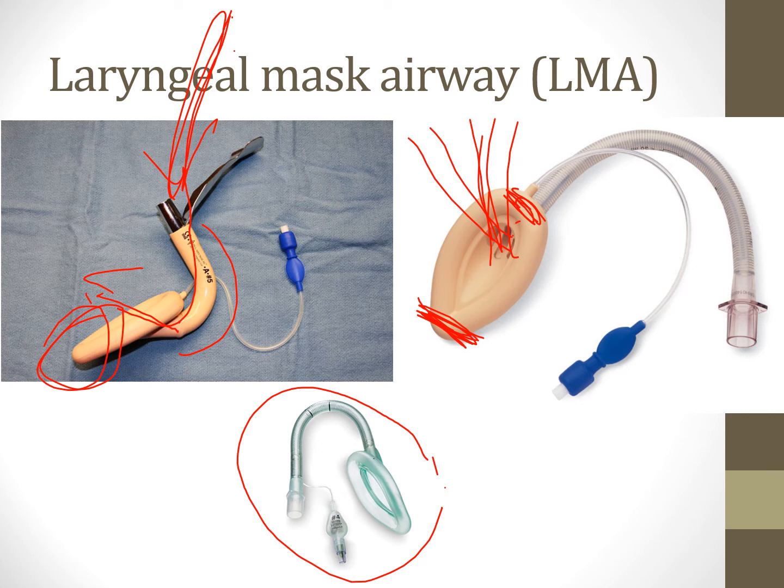We take the hub off the ET tube. So we take this little 15 mm hub off the ET tube, and we slide the ET tube through the LMA, and then we take the LMA out while the ET tube's still in there.